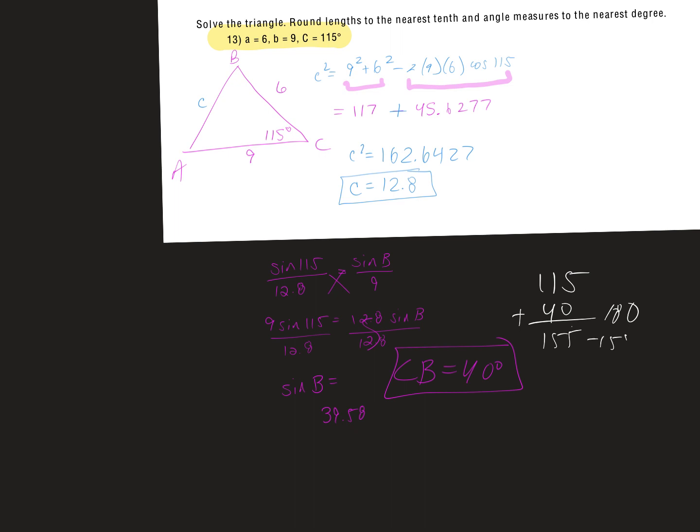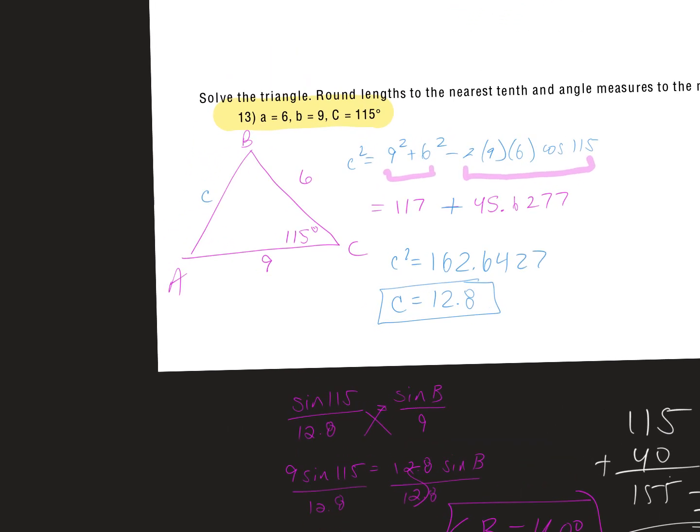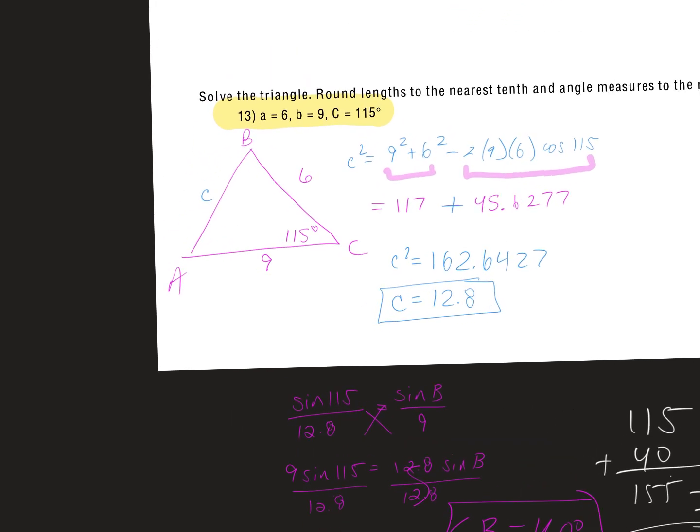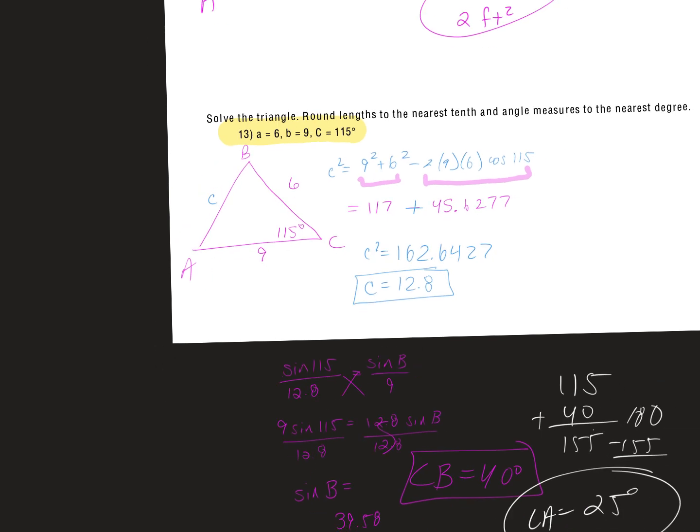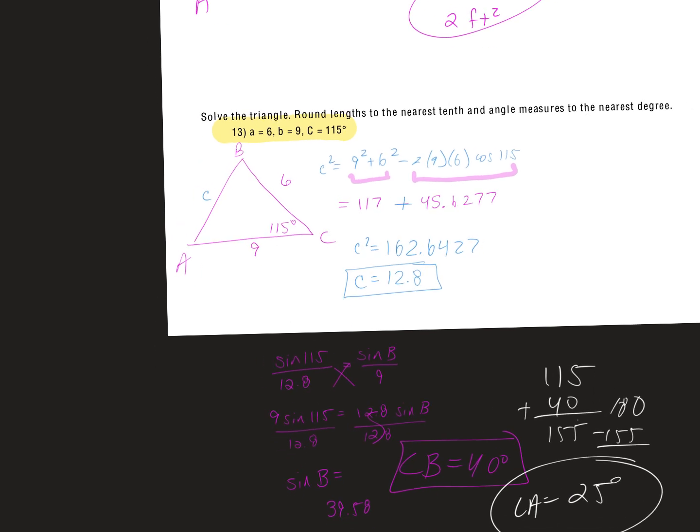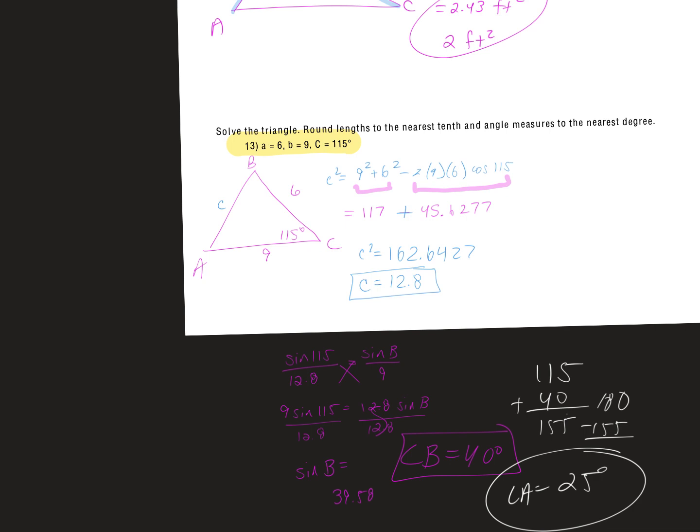180 minus 155 is what? 25 degrees. So angle A is 25 degrees. Now just take an inventory real quick. Is the biggest side across from the biggest angle? Yes. Is the smallest side across from the smallest angle? Yeah. So you guys are good. If for some reason it ends up where it's not, go back and recheck your calculations, or whichever second angle you found, find the other one.